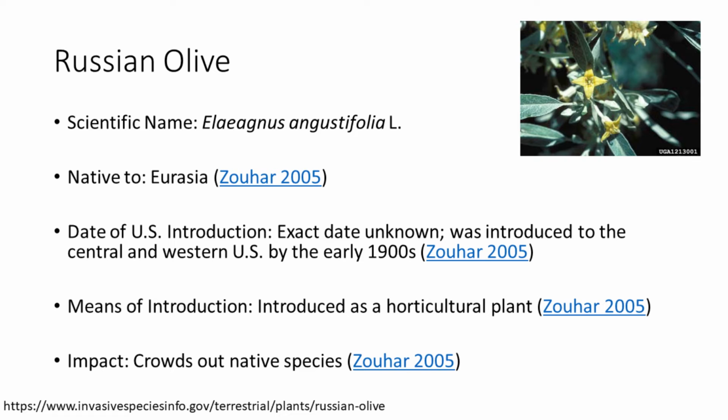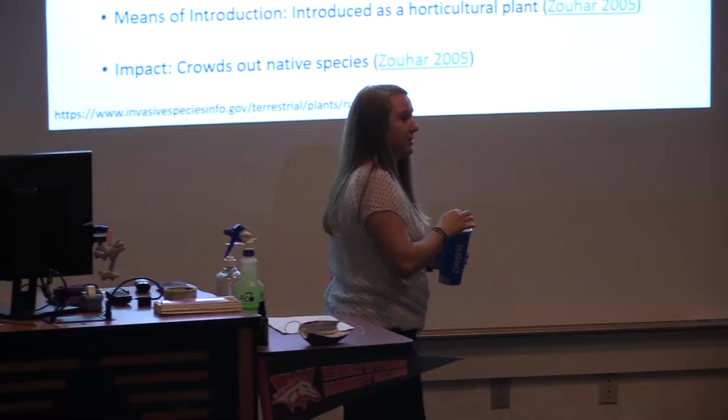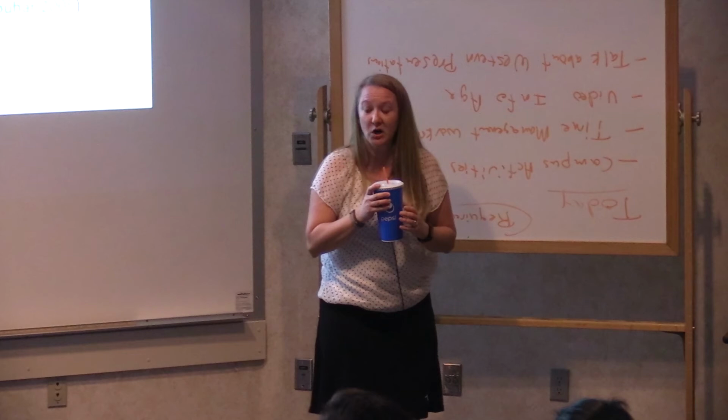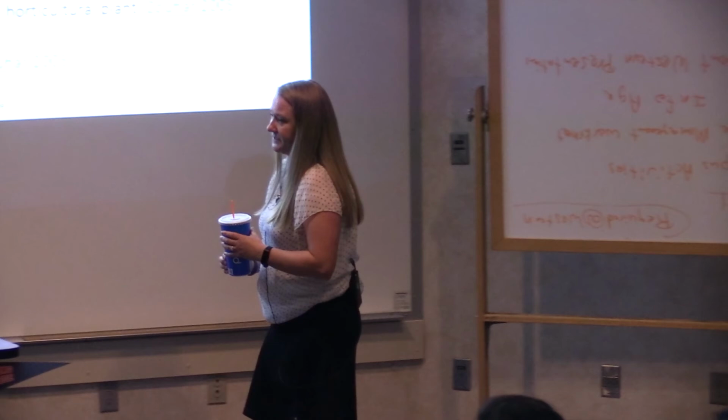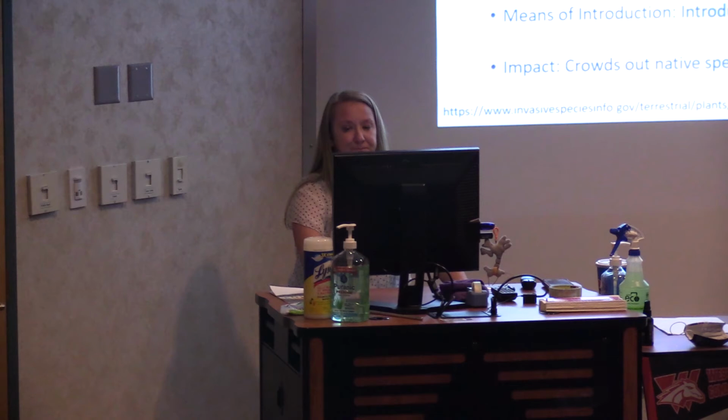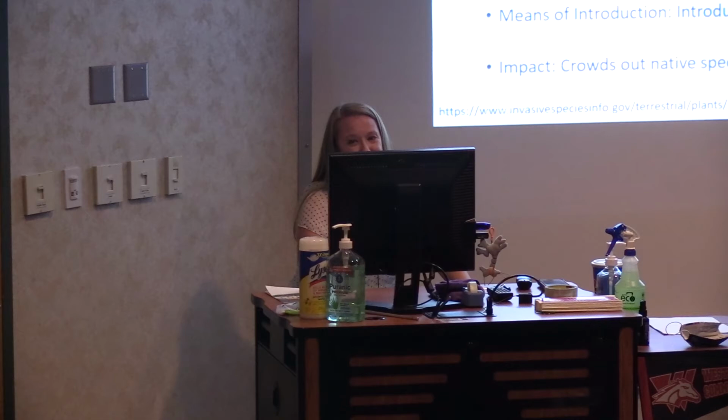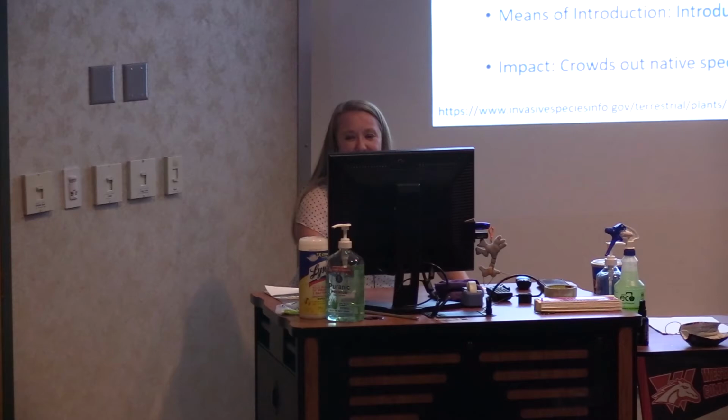Terrestrial plant, Russian olives. We thought it was pretty. Brought it in for horticulture purposes. We thought it was nice. Great. But it outcompetes native species because it grows so fast and so big. I know of a handful of Russian olives in Rock Springs, and I drive by them all the time, and I shake my head. Same thing I do when I see all the Chinese elms in my neighborhood.